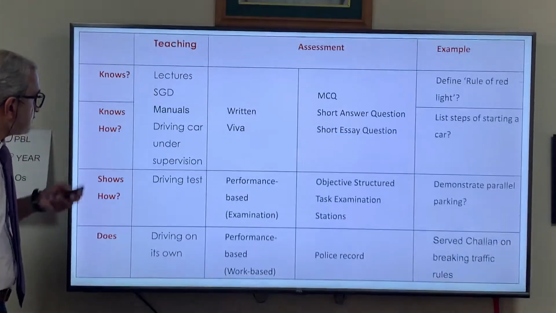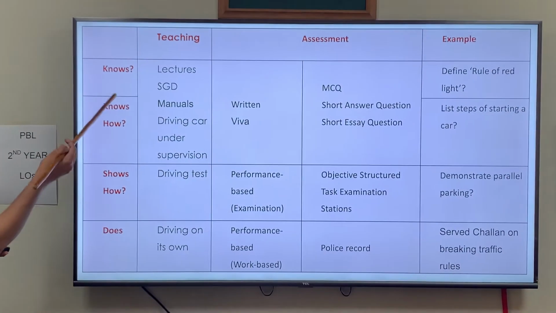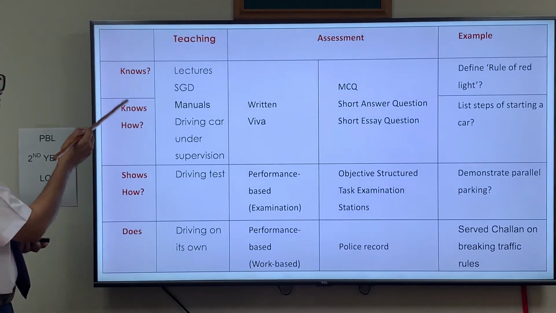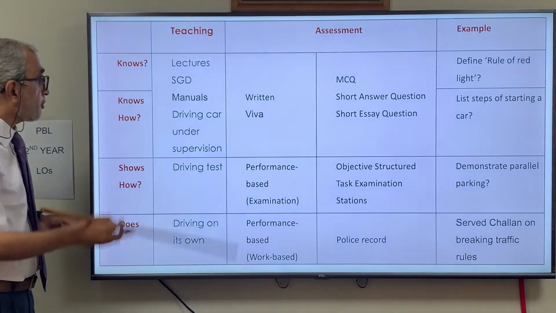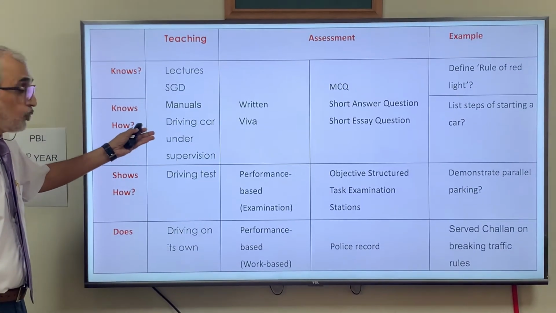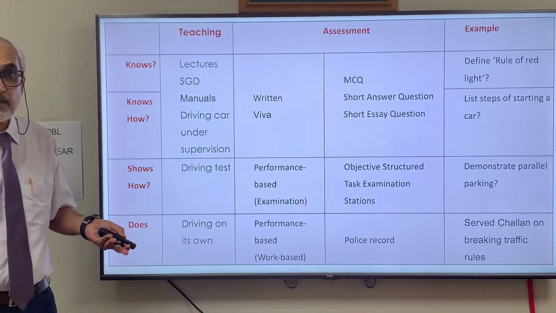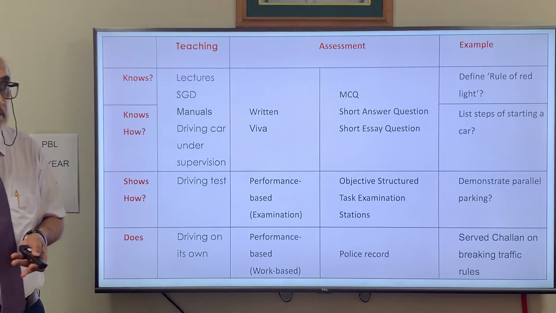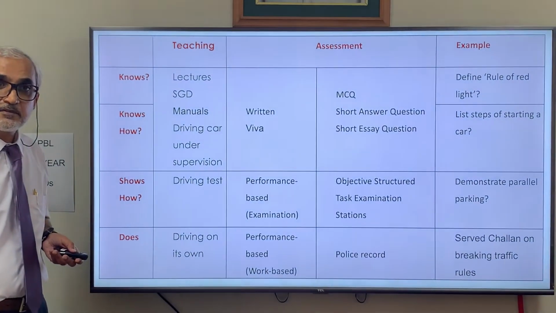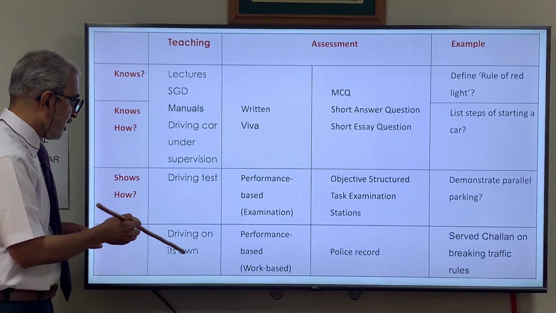Let me give you an example of driving. If I want to have a competency of driving, first I should have knows and knows how. I should have the information which I can get from lectures, small group discussions, driving manuals, car manuals, and rules and regulation books, and then driving a car under the supervision of an instructor who is sitting beside me on the second seat. Then shows how is the driving test. And does is, once I have passed the driving test, I am driving on my own.